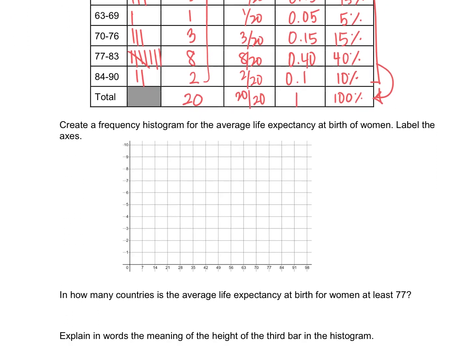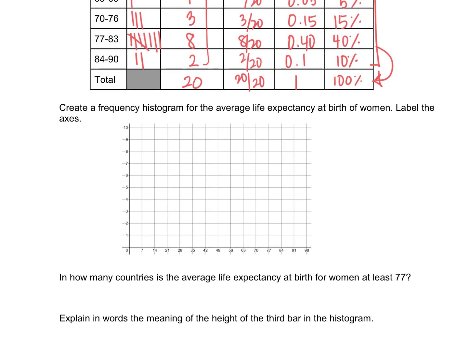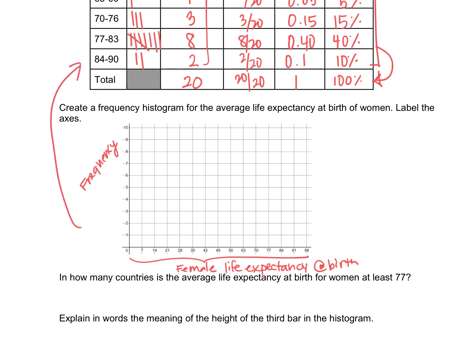So to create a frequency histogram, we have all of these already labeled, but we need to define what this x-axis is. This is the actual life expectancy for those females at birth. And this is the frequency that those different categories were happening. And so, again, I already broke it up into ranges here. That's how we're getting this x-axis.